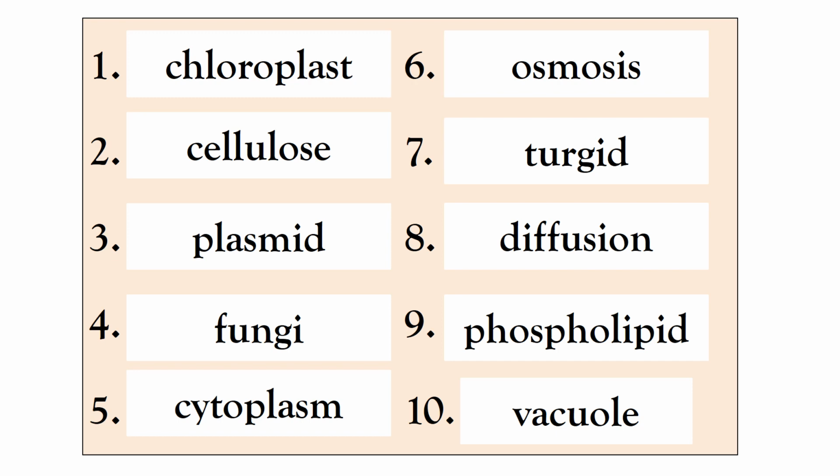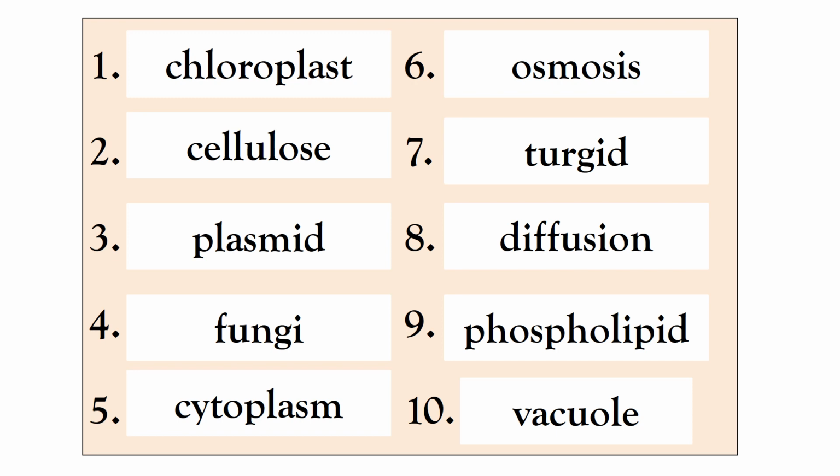Number 1, the chloroplast is the site of photosynthesis in plants. 2, cellulose is a part of plant cell walls. Number 3, plasmids are circular pieces of DNA in bacteria. Number 4, fungi is a type of cell with, you could go through the parts, you could do a drawing for that. You could say a fungal cell is the same as a plant cell but lacks chloroplast. 5, cytoplasm is where chemical reactions occur in a cell.